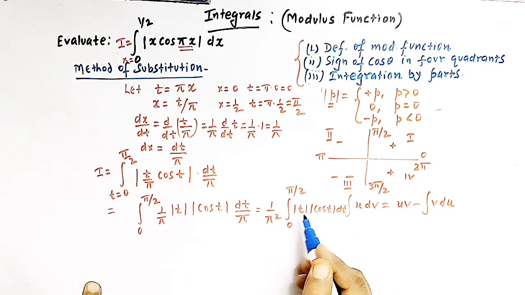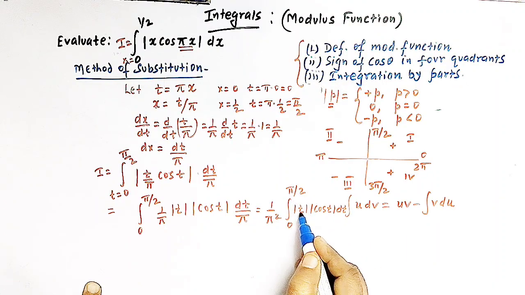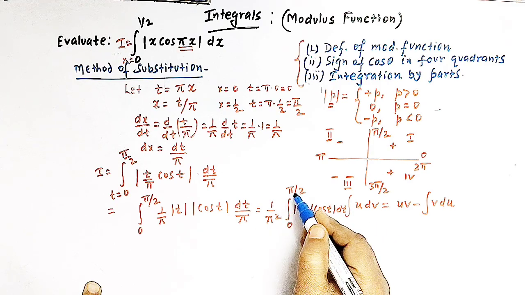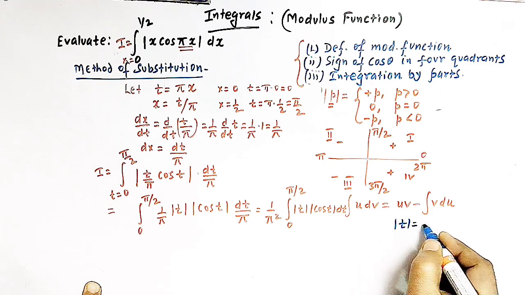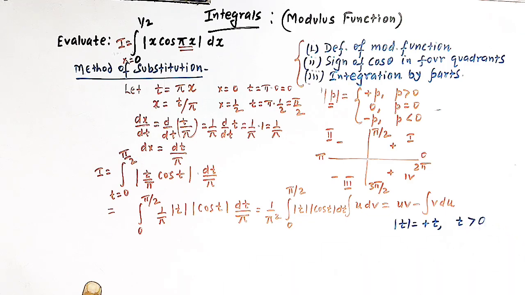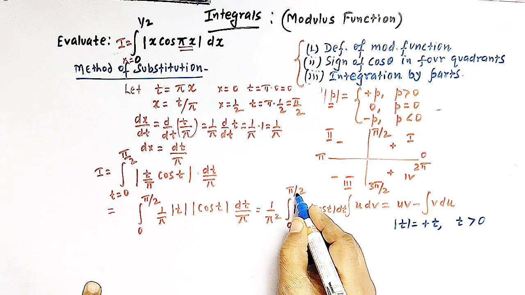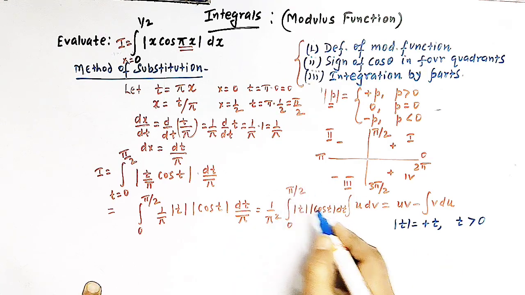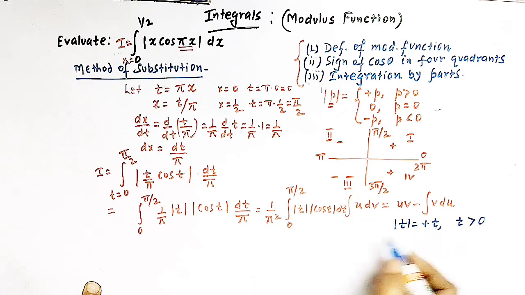So now when t varies from 0 to pi by 2, right? Since t is a real number and all the numbers from 0 to pi by 2 are positive, mod of t is equal to positive t whenever t is greater than 0. And here t belongs to the interval that is from 0 to pi by 2. Hence all the t's are positive, so mod of t can be easily replaced by positive t, right?